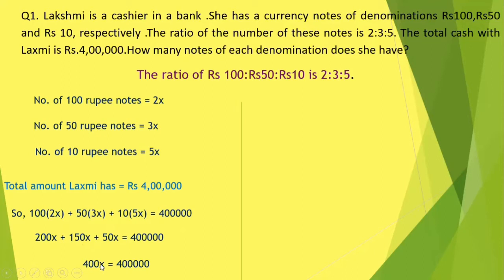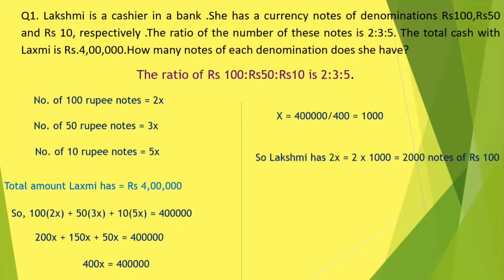Now we need to isolate this x. So 400's inverse is division. So x is equal to 4 lakh divided by 400 which is 1000. Then the number of 100 rupee notes will be 2x. So 2 multiplied by 1000 which is 2000 notes.